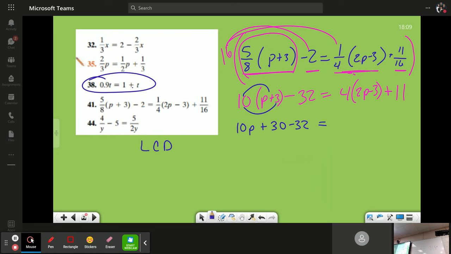All right, what about over here? Wink and a smile. 4 times 2p and 4 times 3 gives me 8p minus 12 plus, all right, what about 30 and 32? 30 minus 32. So I've got 10p minus 2, 8p. I'm down by 12 and I score 11.